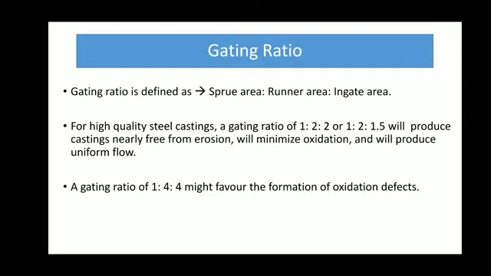Now, what is the importance of the gating ratio? If you don't select these dimensions properly, suppose a gating ratio of 1:4:4, it might even favor the formation of oxidation defects. We already know scaling, oxidation, etc. are types of defects we definitely don't want. So we have to carefully select the gating ratio.